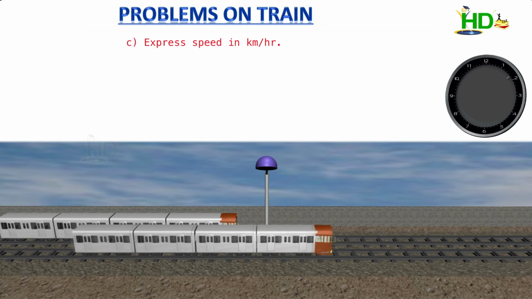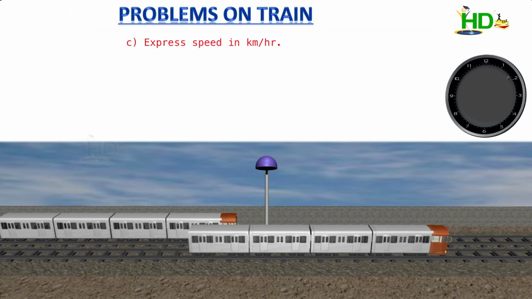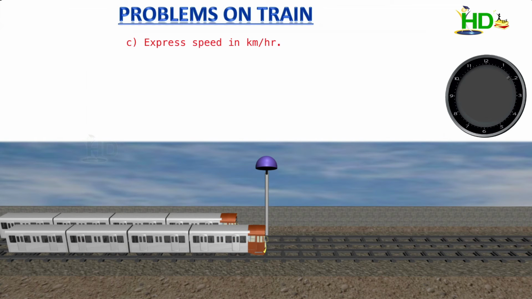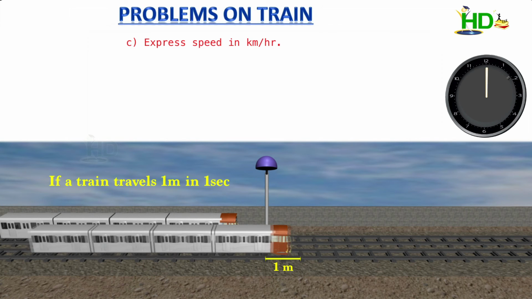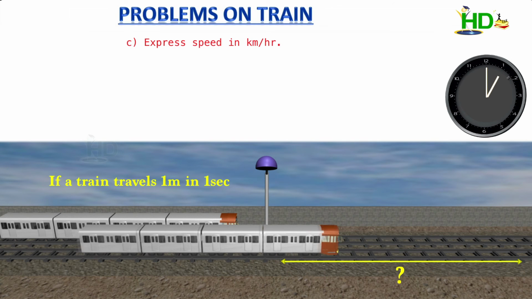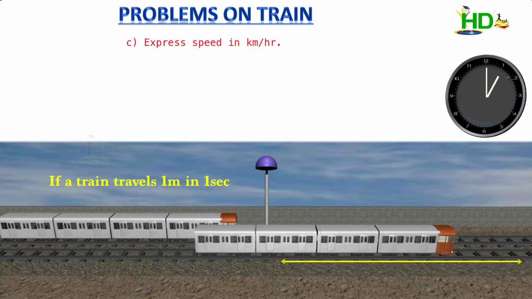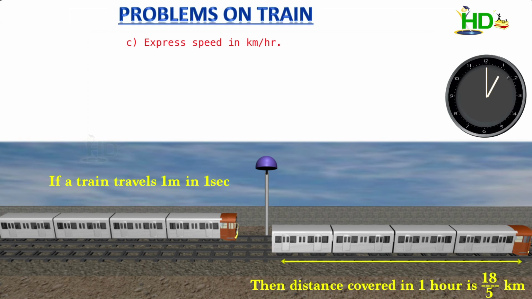Next question is, express the speed in kilometer per hour. We have the speed of the train in meter per second. We have to convert this to kilometer per hour. Then what do we have to do? Yes, we have to multiply with a factor 18 by 5. If a train travels 1 meter in 1 second, in 1 hour how much distance can it cover? Yes, in 1 hour it can cover 18 by 5 kilometers. That is, 1 meter per second is nothing but 18 by 5 kilometer per hour. Therefore, 30 meters per second is equal to 30 into 18 by 5. This is equal to 108 kilometer per hour.